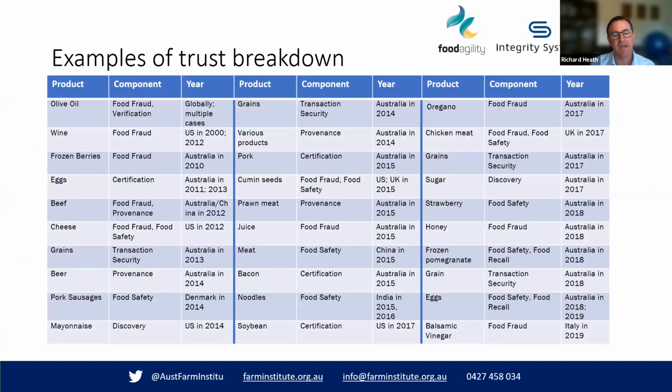So the report contains a whole heap of examples of breakdowns in trust in value chains from around the world over the last few years. This is just a small selection of them. The report lists more and goes into detail about them and classifies breakdowns of trust against those trust components, those 9 trust components that we identified.